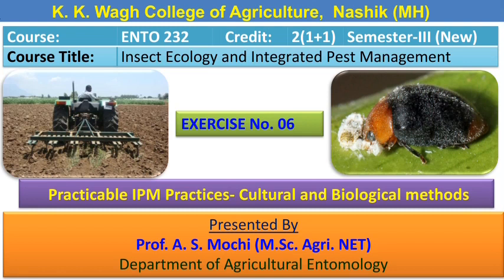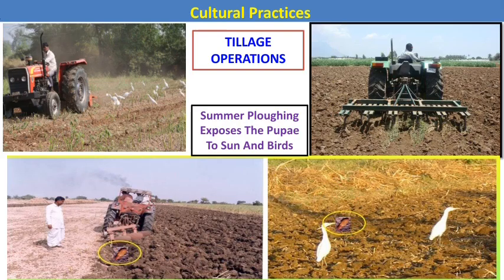Today we are going to learn about exercise number 6 of course INTO 232 for the semester 3rd new, and the course title is Insect Ecology and Integrated Pest Management. Exercise number 6 includes the practicable IPM practices, that is, the cultural and biological methods of IPM. In that, the first one is the cultural methods.